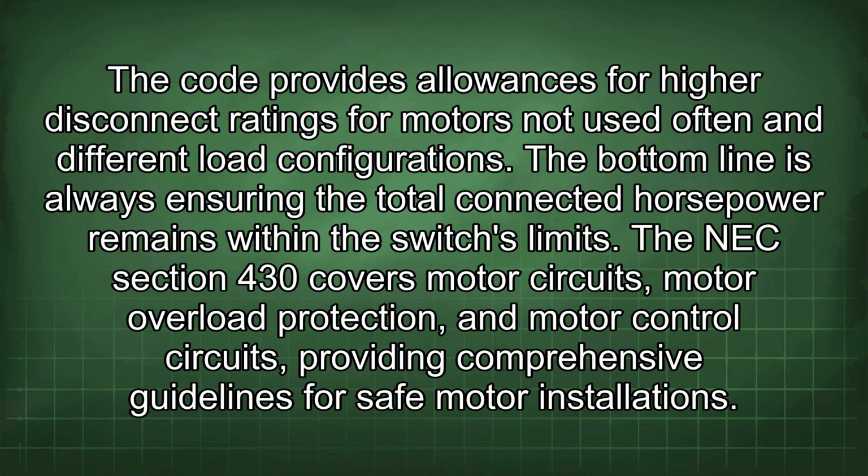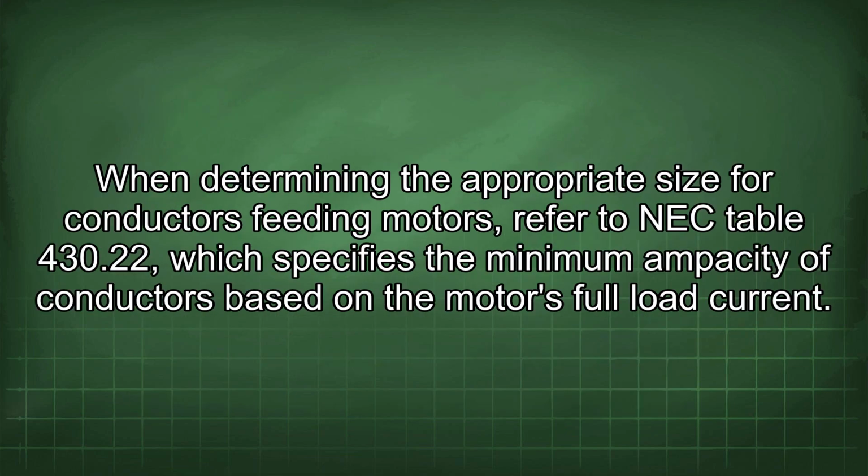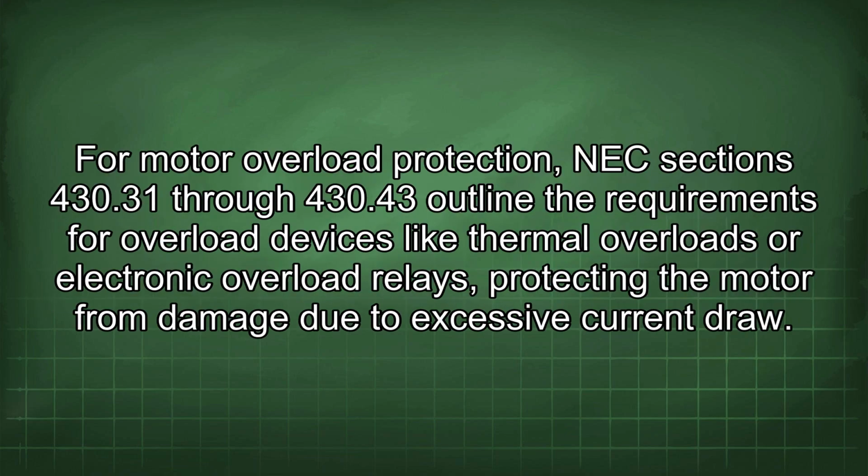The NEC Section 430 covers motor circuits, motor overload protection, and motor control circuits, providing comprehensive guidelines for safe motor installations. When determining the appropriate size for conductors feeding motors, refer to NEC Table 430.22, which specifies the minimum ampacity of conductors based on the motor's full load current. For motor overload protection, NEC Sections 430.31 through 430.43 outline the requirements for overload devices like thermal overloads or electronic overload relays, protecting the motor from damage due to excessive current draw.